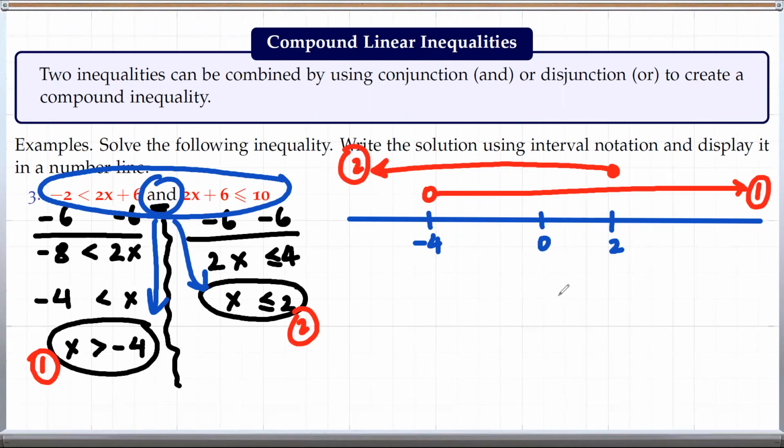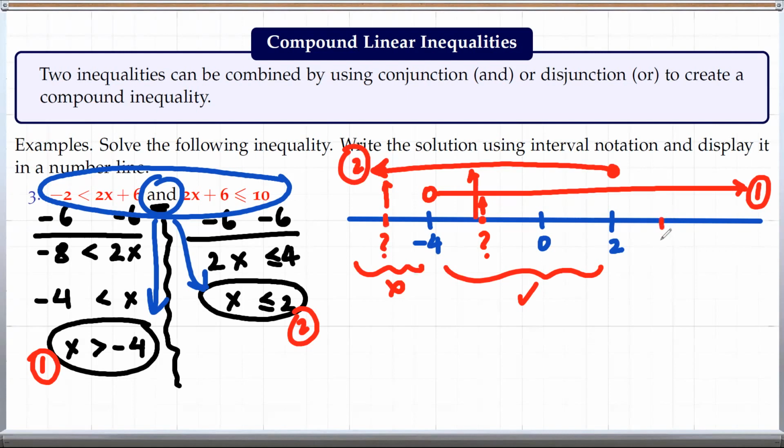Now we need to look for x values that satisfy both of these. If you pick a number over here, looks like only the second one is satisfied. So we can't include anything in that interval. If you pick a number over here, looks like this is satisfied and that is also satisfied. So both of them are satisfied. So any number over here is good, because any number over here satisfies both of these inequalities.